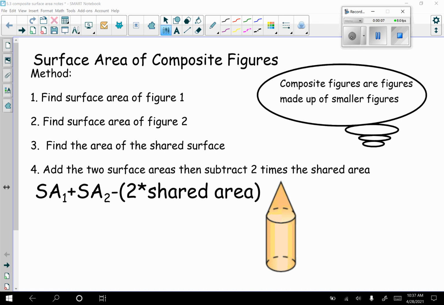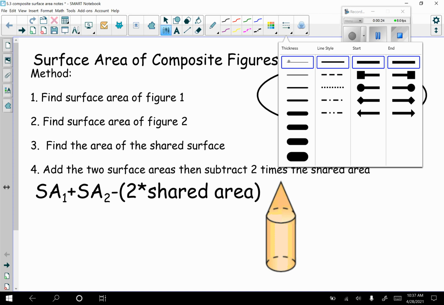Today we're going to be going over finding the surface area of composite figures. Remember, composite figures are shapes that are made up of smaller shapes. If you look at our picture right here, we have a cone on top of a cylinder. There's not one single shape that would describe a cone on top of a cylinder, so we have to think of it as the two separate ones.